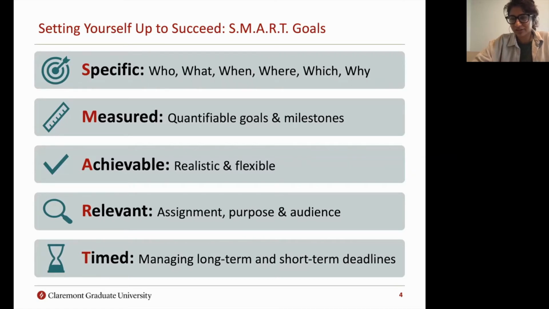In relation to the rhetorical situation, your goals and your goal setting need to have a form of relevance to your assignment, to your audience, whatever context you're writing in, and to make sure that your goals fit in with that type of context. And lastly, it's really important to work through goal setting in terms of a time-bound process.